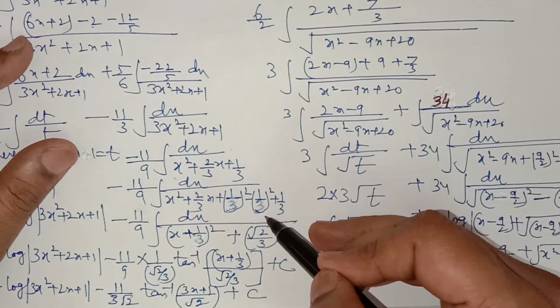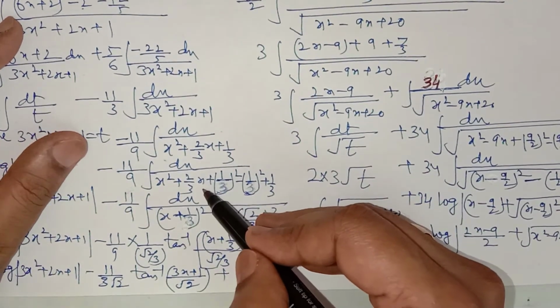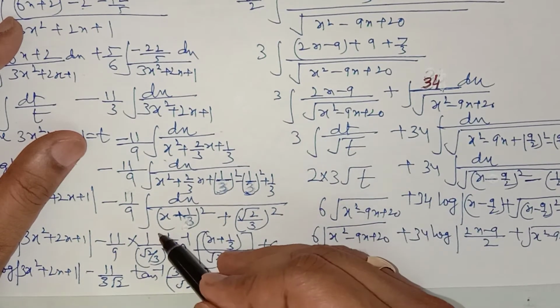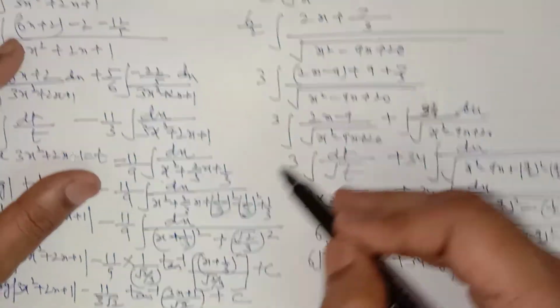And it is 1 upon 9 plus 1 upon 3. It will become root 2 upon 3 whole square. So it will become a special integral of 1 upon x square plus a square, which is equal to 1 upon a tan inverse x upon a, and arrange.